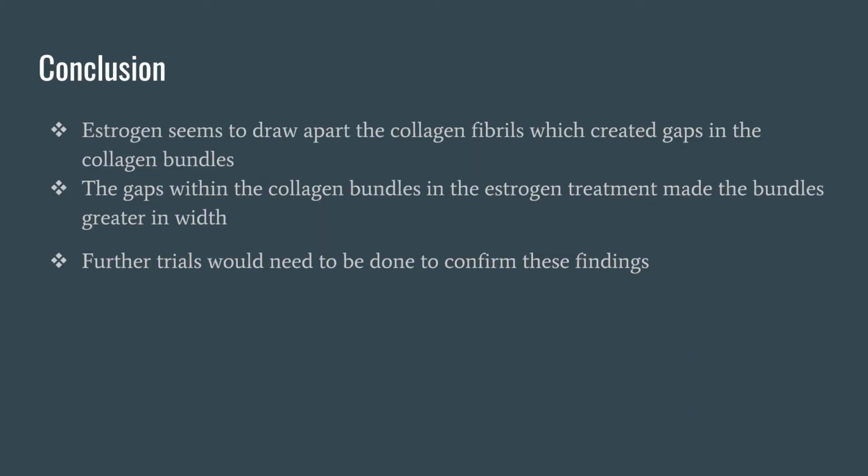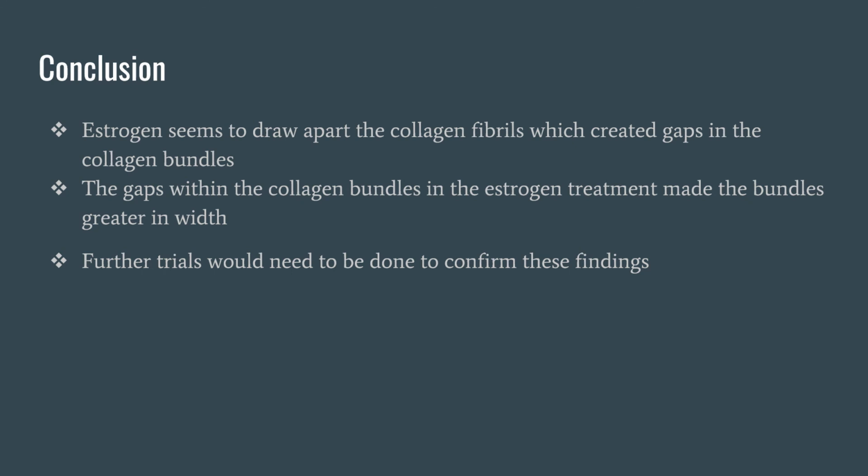So in conclusion, one possible explanation for the increased risk of non-contact ACL tears in female athletes is the role estrogen plays in the weakening of collagen. Although it would have to be confirmed with further trials, in this study, estrogen seems to draw apart the collagen fibrils, creating gaps in the collagen bundles and thus making the bundles greater in width. The ACL would then be easier to tear as the bundles are more spread out, so you would be tearing individual fibrils or small groups of fibrils rather than one tighter bundle, as shown in the control and the testosterone treatment.